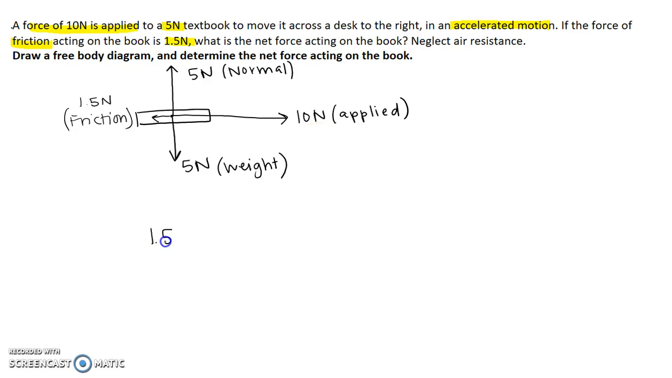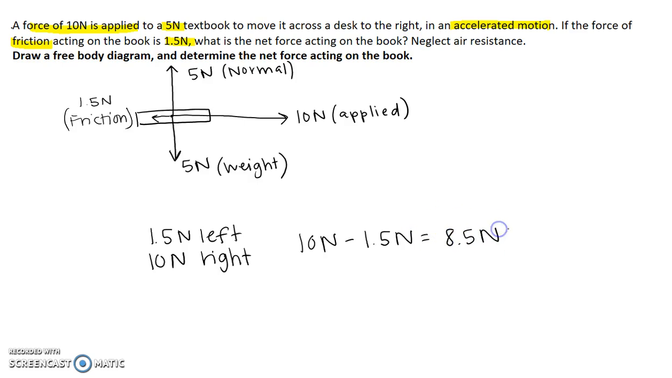And so the net force is going to be the difference between 10 and 1.5. So with a 1.5 newton force in the leftward direction and a 10 newton force in the right direction, I'm looking for the difference between them, which is 10 newtons minus 1.5 newtons, gives me a difference of 8.5 newtons. Now remember, with forces, I need to give a direction, and so this extra 8.5 newtons is in the rightward direction. So 8.5 newtons to the right is my net force.